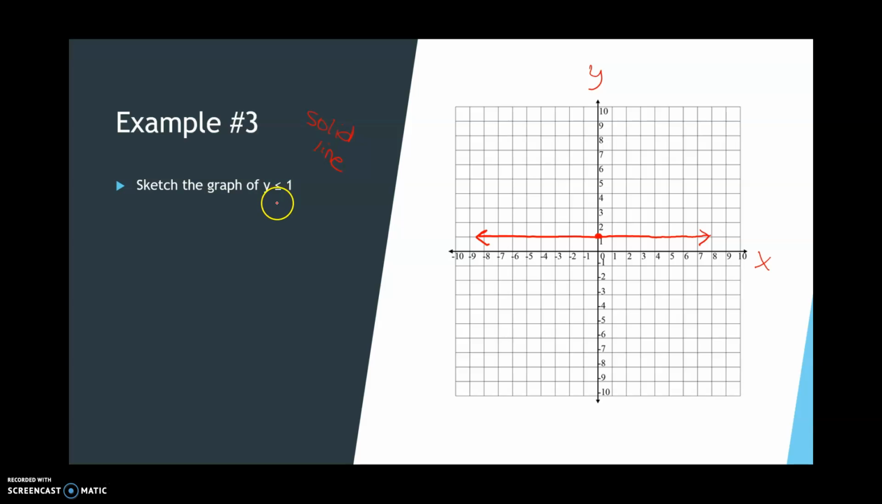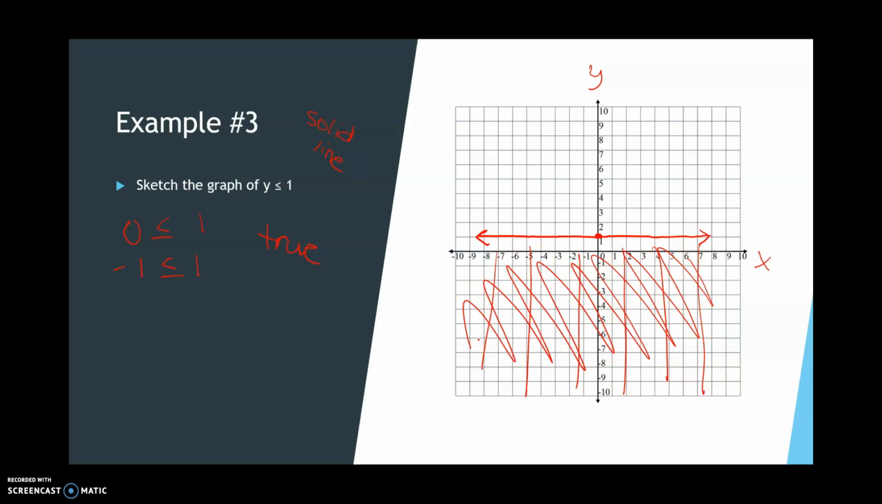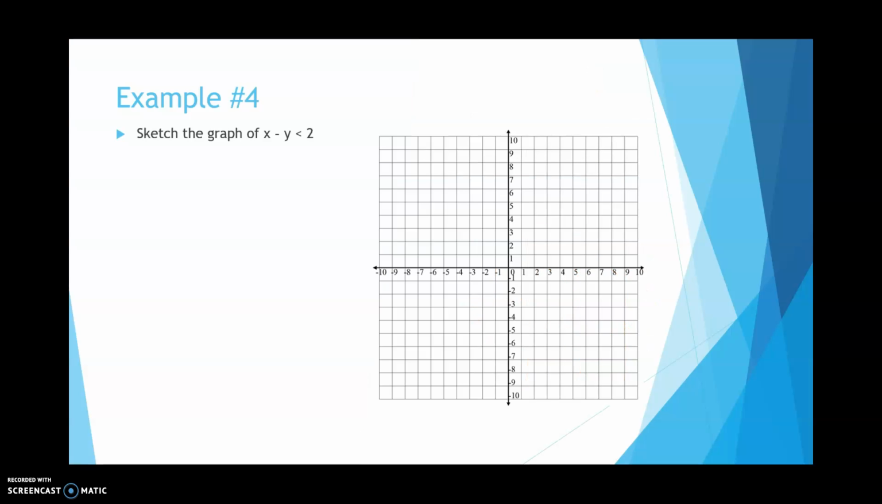And y is less than or equal to 1. So it's going to be everything shaded below the number 1 because 0 is less than or equal to 1. -1 is less than or equal to 1. So those would all be true situations. So that's how I go about shading that.